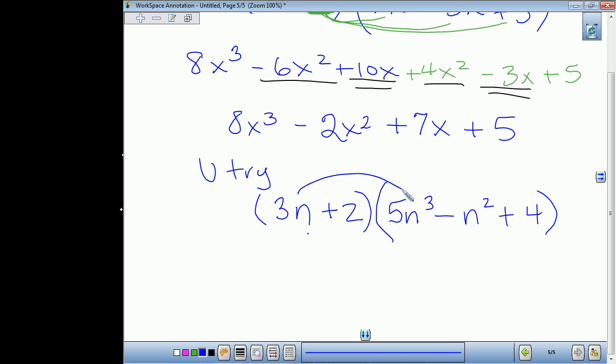Alright, so we're going to distribute the 3 through. And it gives me 15 into what power? Fourth.